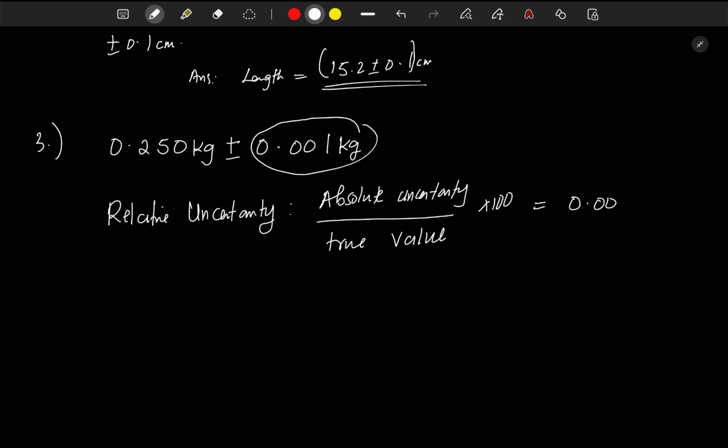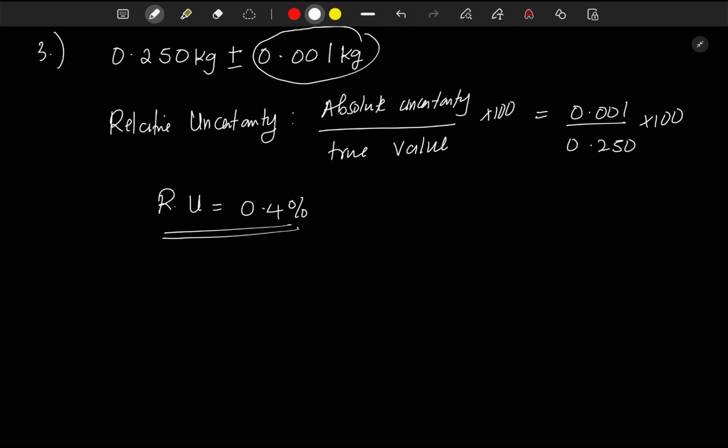So the absolute uncertainty in our case is the number here. So we get 0.001 over the true value, 0.250. Then multiply that by 100. So the relative uncertainty is 0.4%. Just like that.